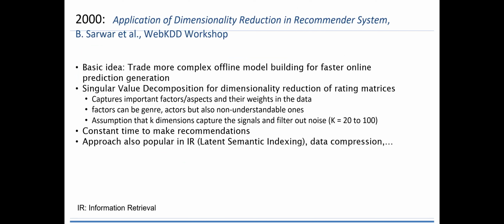So in some kind of workshop, okay, in the WebKDD, they tried to discuss how dimensionality reduction can be applied in the recommender system. So at the time, the discussion was how to treat more complex offline model building for faster online prediction generation.